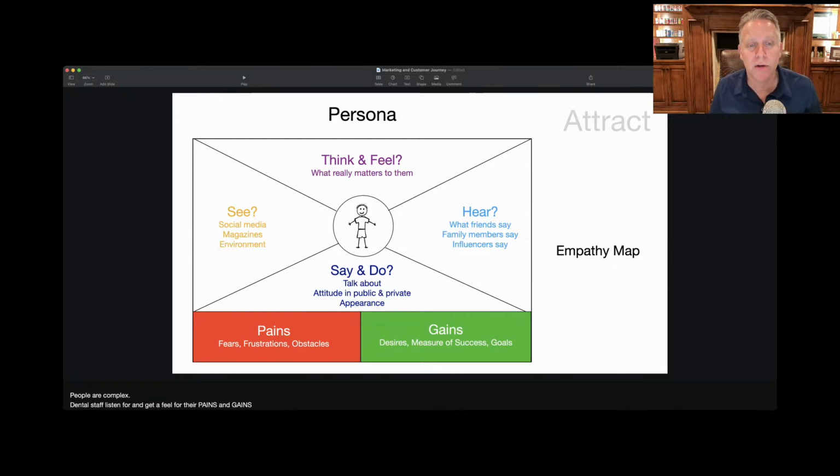And then what do they say and do? What do they talk about? What is their attitude in public? What's their attitude in private? I don't know how one would know that, but there are ways, I guess, that some of these marketing companies who dive deep know what's going on.